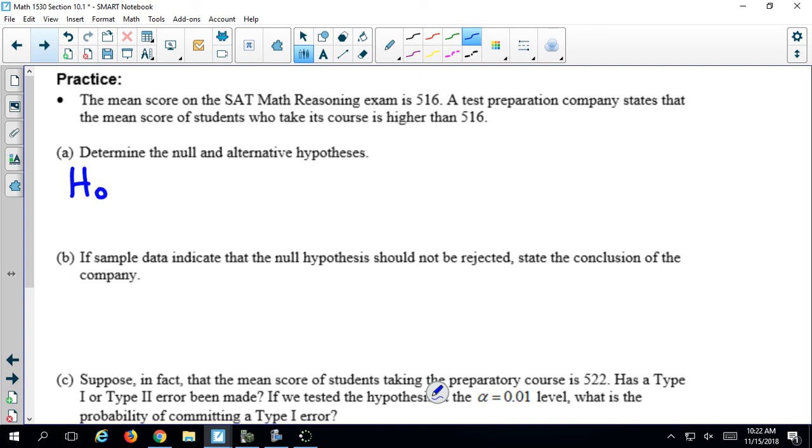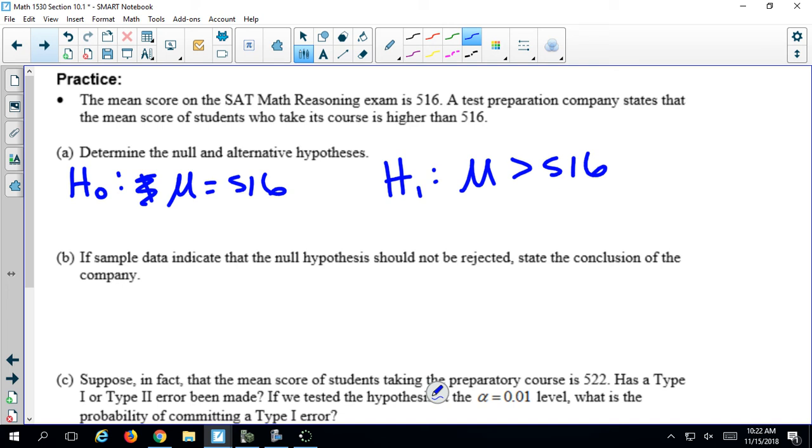So the null hypothesis is a statement that there's no difference between the two. The population mean is 516 for both groups, for everybody as a whole and the students who take this course. They're all 516. And the alternative hypothesis is that the mean for the students who take this course is higher than 516, meaning that they're doing a good job of preparing the students for this test. That's what they're trying to show. So the research objective is tied up in the alternative hypothesis. They want to show that their students are doing better than the average for all students who take the test.